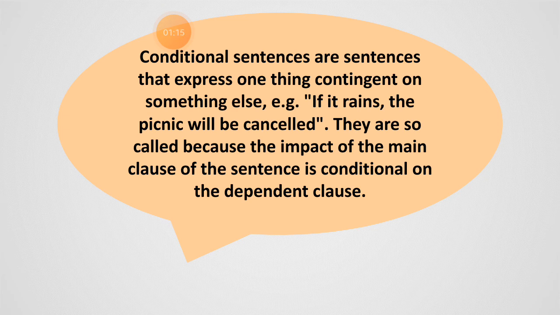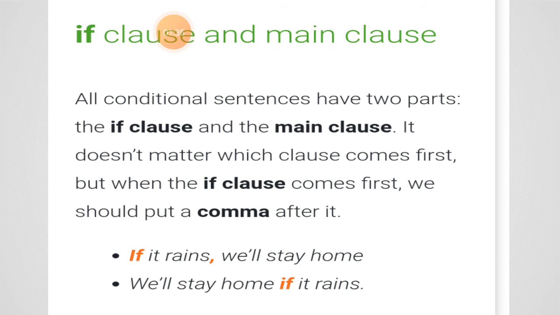They are so called because the impact of the main clause of the sentence is conditional on the dependent clause. So these are called conditional sentences because the main part of the sentence, the impact of that sentence is conditional on the rest or the dependent part. Let's see how many parts of the conditional type sentences we have. We have basically two parts. In all types of conditional sentences we have if clause and main clause.